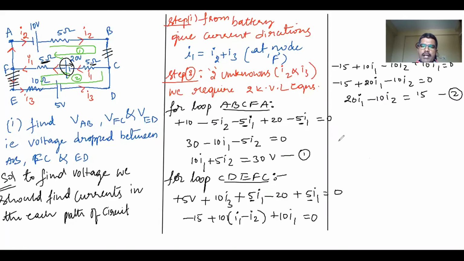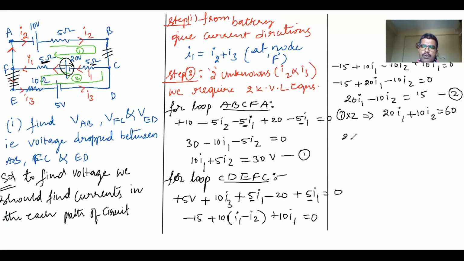In equation 1 and equation 2, we have 10I1 plus 5I2 is equal to 30, and in equation 2, 20I1 minus 10I2 is equal to 15. What I do, I'll just multiply equation 1 with 2. If I multiply equation 1 with 2, what do you write? 20I1 plus 10I2 is equal to 60 volt. Now solve these two equations.